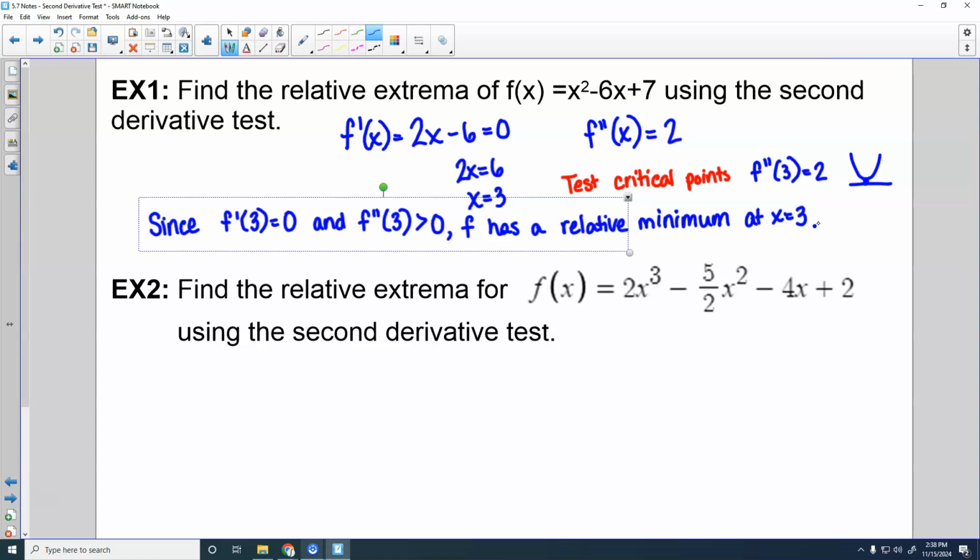All right, I want you guys to try the next one on your own. Try example 2 on your own there. I'm going to freeze my screen up here.